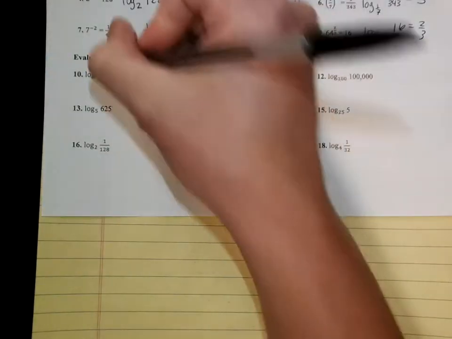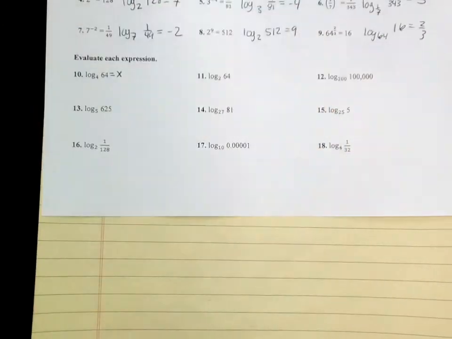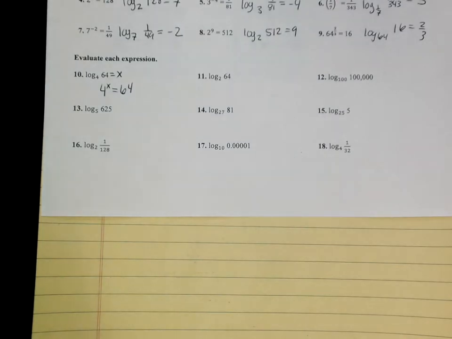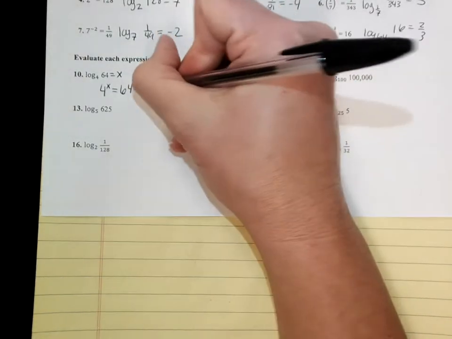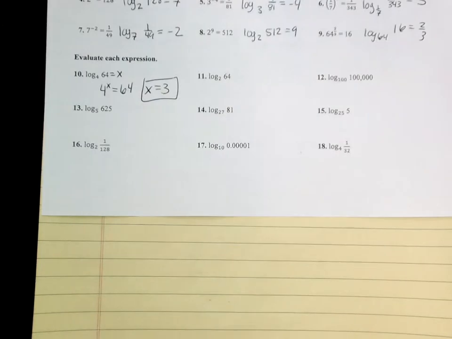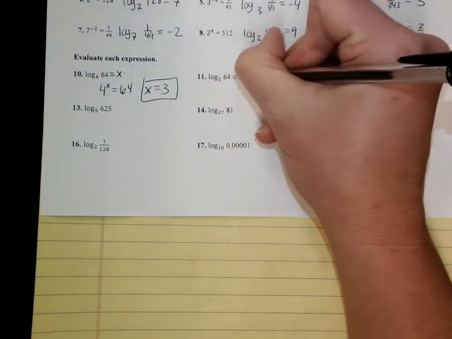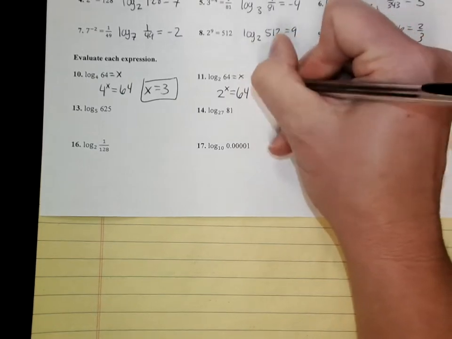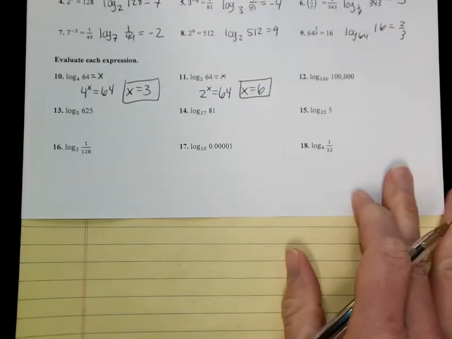Okay, so the first thing I usually do is go ahead and say that this equals x, because x is what I'm looking for. Then I rewrite it where it's not a log anymore. So this says 4 to the what power equals 64. Again, this is where knowing the numbers on this chart is going to come in handy. 4 to the what power is 64? You should know that that is 3. Same thing here. 2 to the what power equals 64. That's x equals 6. If you're not sure, you may have to do some guess and checking.